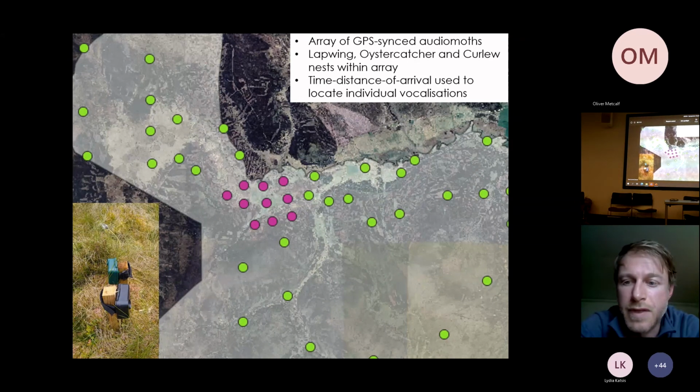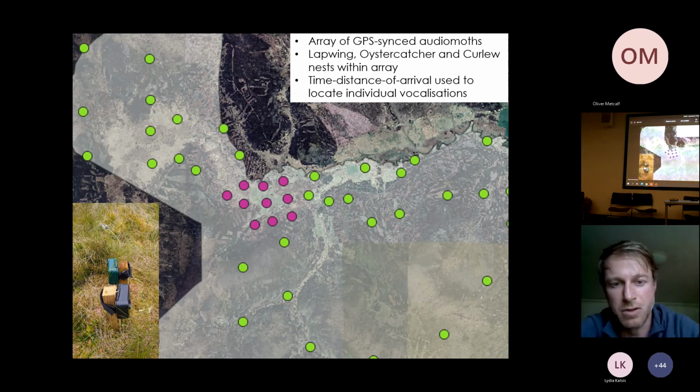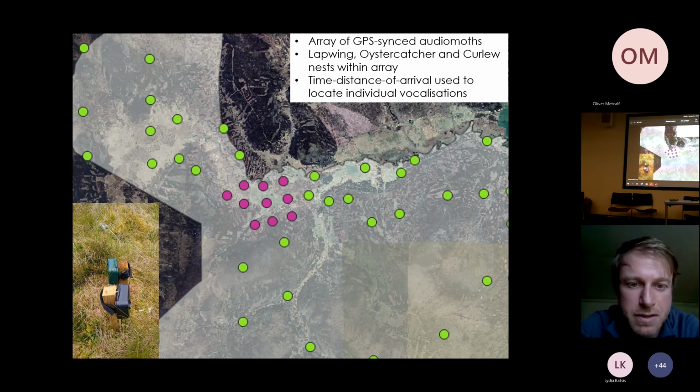The other thing I should quickly say is that I will also be using the gridded, GPS synced audio moths to generate a detection curve. So just taking vocalizations, whether they be alarm calls or display calls or whatever within the grid, I'll know with what probability they're recorded at each distance, based on whether they register at the various audio moths. Yeah, I think that covers all that.